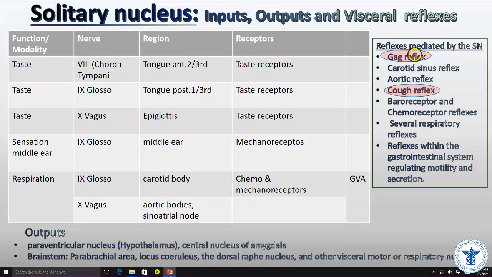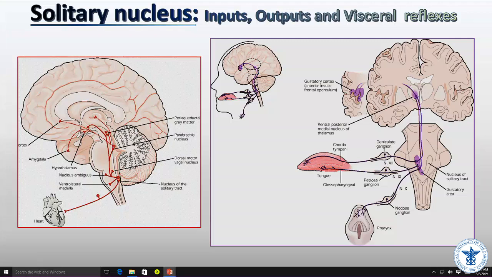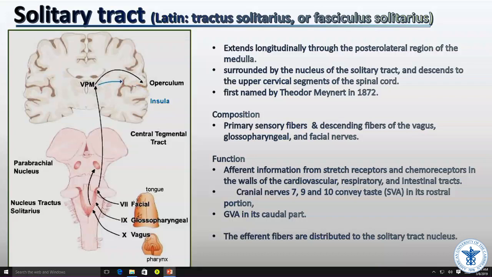So that's the cardiovascular receptors. We won't go into that. But I put this list here to make you aware that there are a lot of these reflexes which are subserved by the solitary nucleus and the solitary tract. The important ones are the gag reflex and the cough reflex. We won't go too much into that. This is just a diagrammatic representation of the same, a little more about the connections, if you're interested to look at that, but not important from the exam point of view.